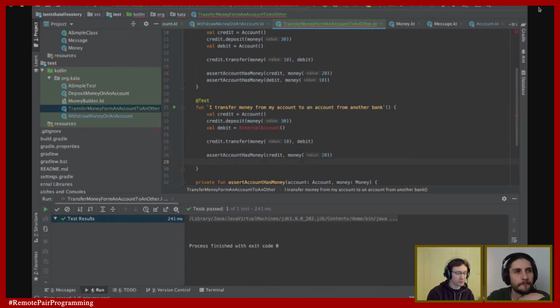Would be interested in a solution that does not require a fake. Could we do it with a real object? Yes, so that means that external account in this case would be a data layer or a layer. I don't know if it's a data layer. It would be a layer with the other external system.